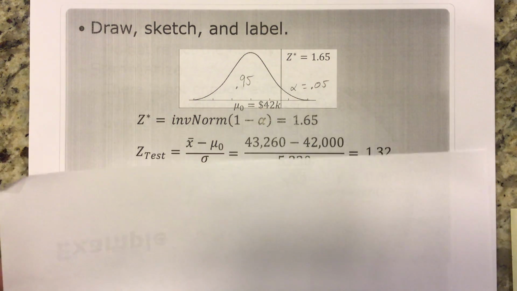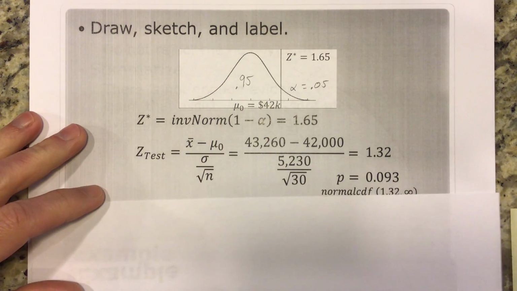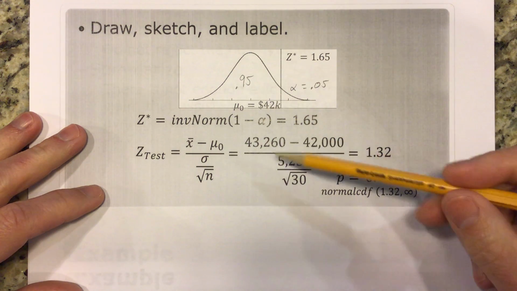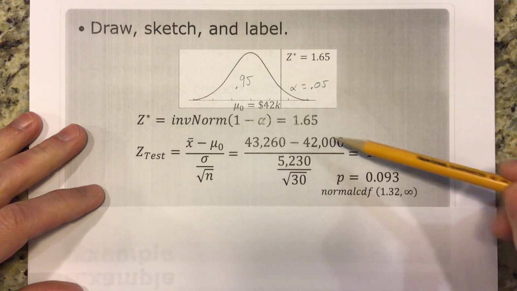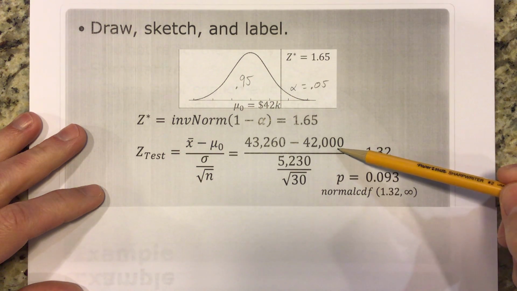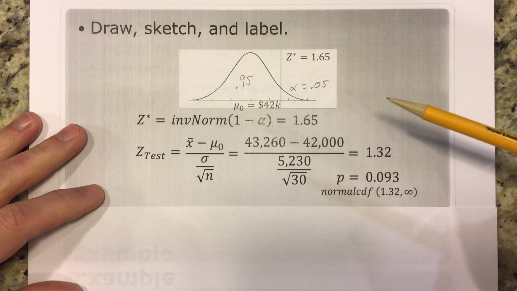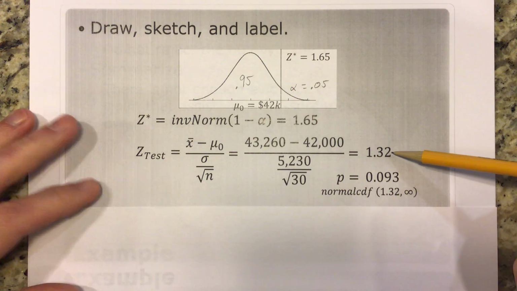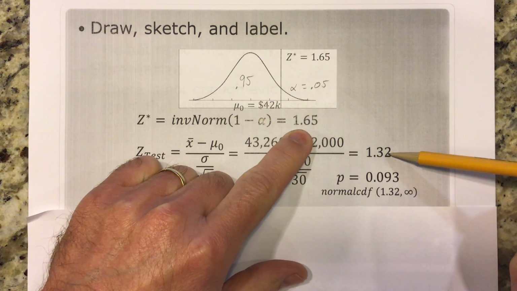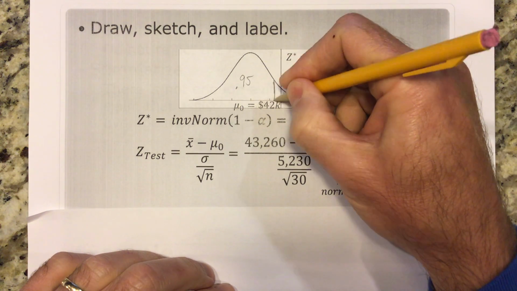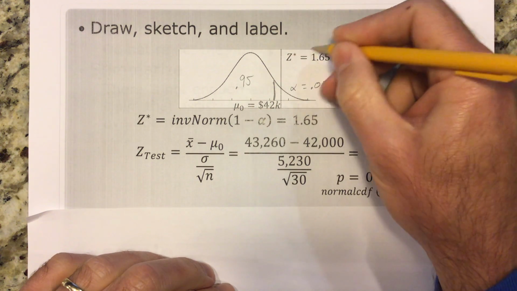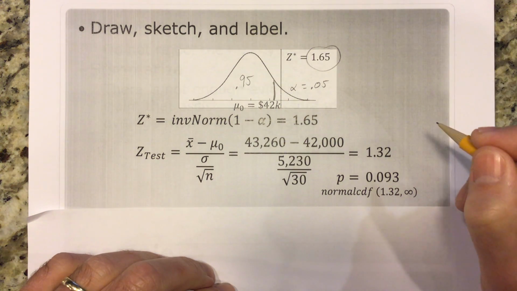All right, so calculating your actual z. Here's our x bar, there's our parameter, and there's the standard deviation. So we get this z-score, and you can see this z-score is not extreme enough. It's over here somewhere. We didn't hit the necessary number of standard deviations.